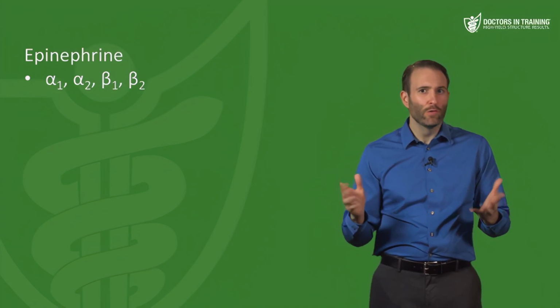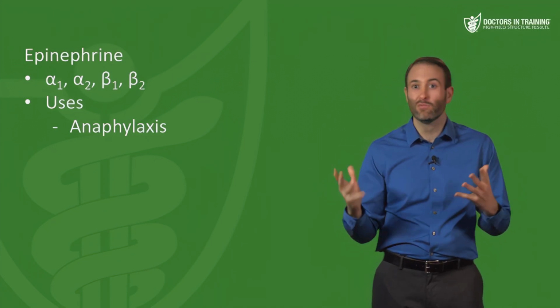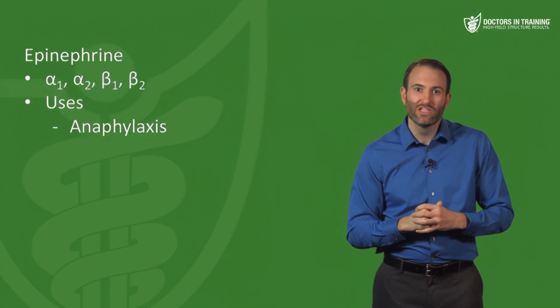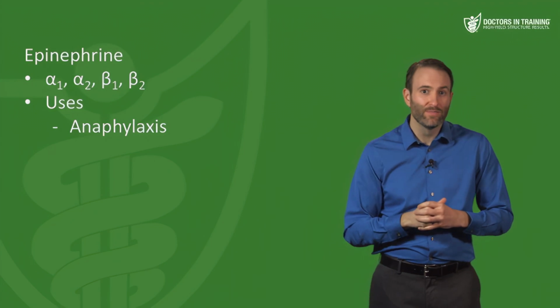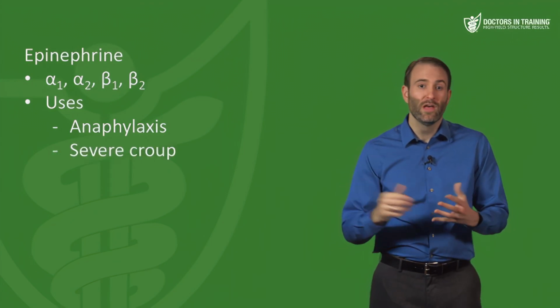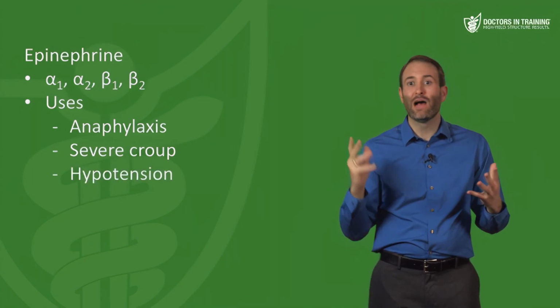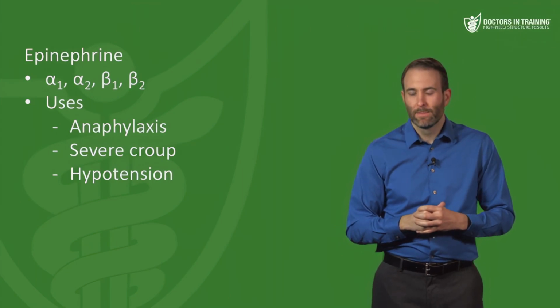Now, what are we going to use it for? Well, we use epinephrine for anaphylaxis. So if a patient is severely allergic to peanuts or bee stings, he or she may carry around an EpiPen, which is a syringe that a patient can carry around and then self-administer if they're having a big reaction. Now, it can be inhaled in certain respiratory problems like severe croup. Epi can also be used in hypotension. And that makes sense because the alpha 1 will vasoconstrict and the beta 1 will increase the heart rate.